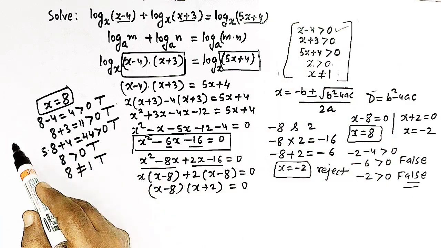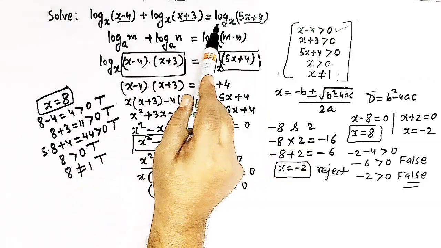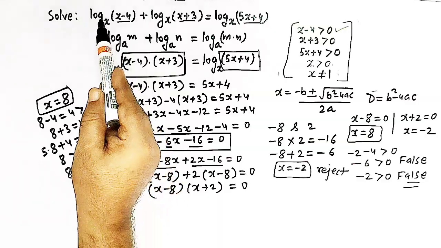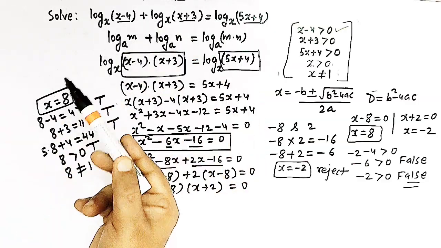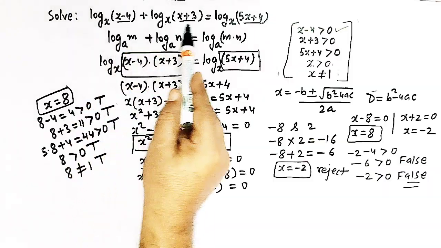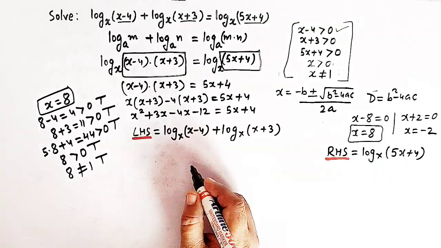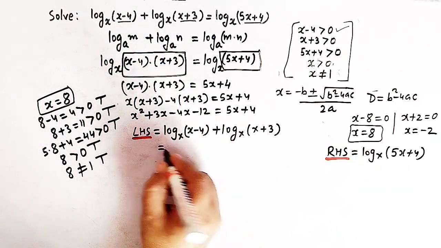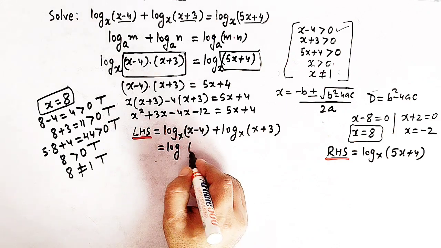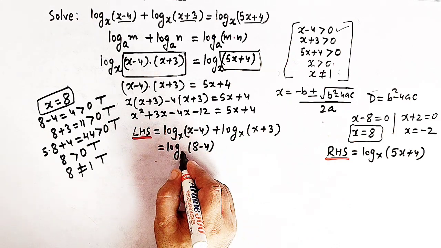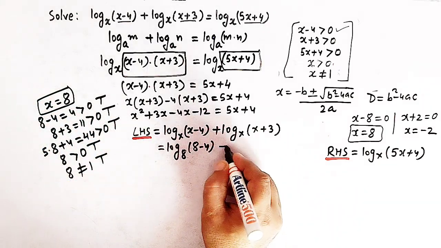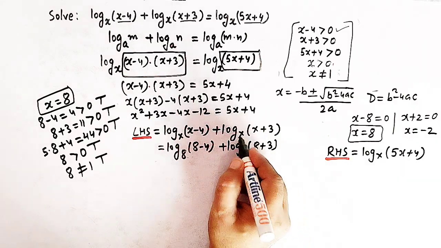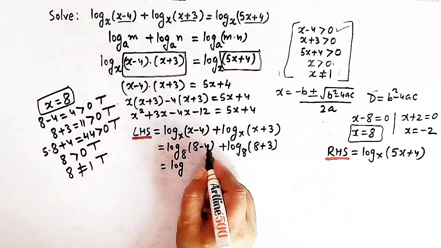So x is equal to 8 is a solution of this logarithmic equation, and we can also verify whether x is equal to 8 is a solution of this equation or not by substituting x is equal to 8 in this equation. So now let us take x is equal to 8 in the left hand side. So we have here a logarithm of 8 minus 4. Here we have the base 8 because x is equal to 8. Then we have log of 8 plus 3. Here we have 8. So now we can write logarithm of 4.